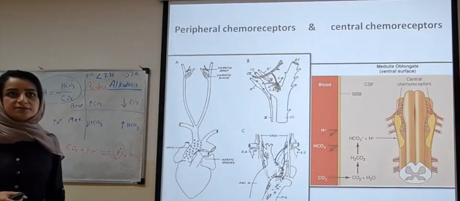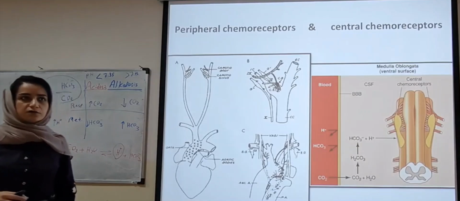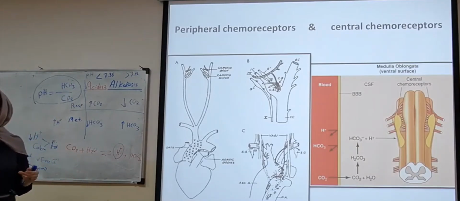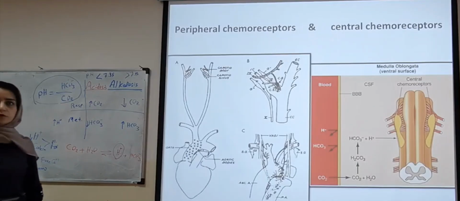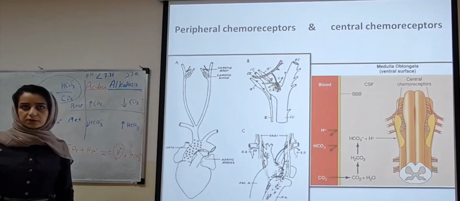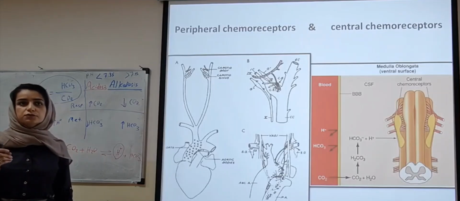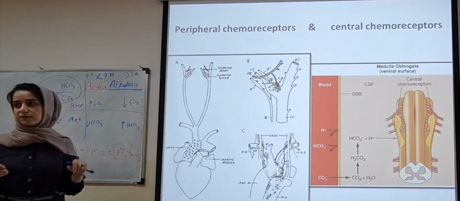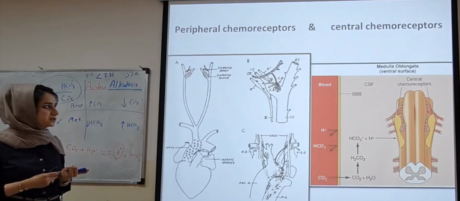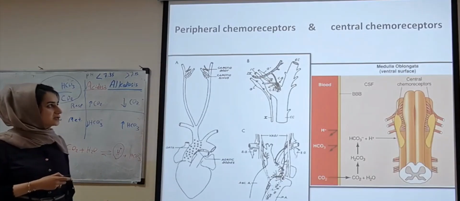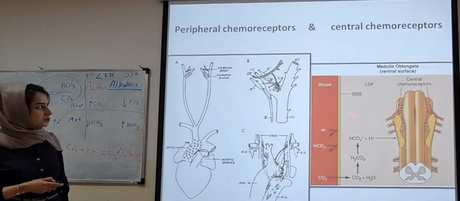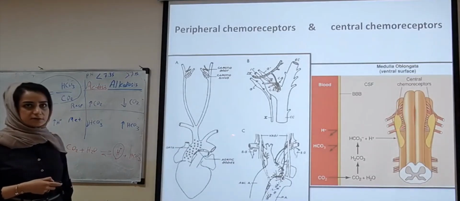How does the body sense these changes, this abnormality? How does the body sense the H change or the CO2 change, or also change in the O2? We have chemical control of breathing. O2, CO2 and H will be sensed by the chemoreceptors. We have central chemoreceptors and peripheral chemoreceptors.